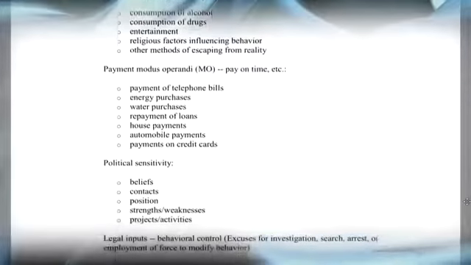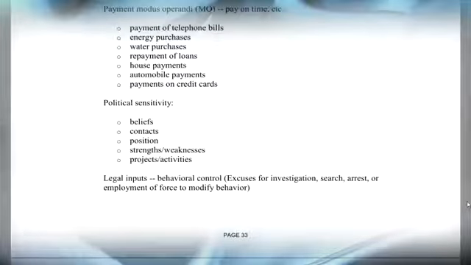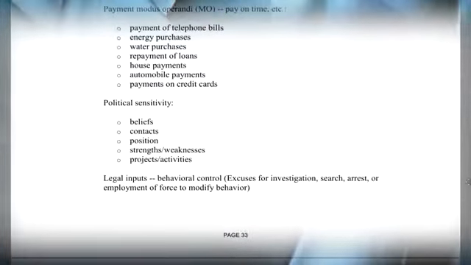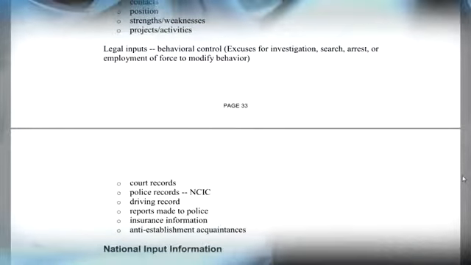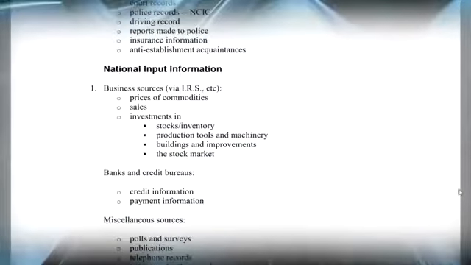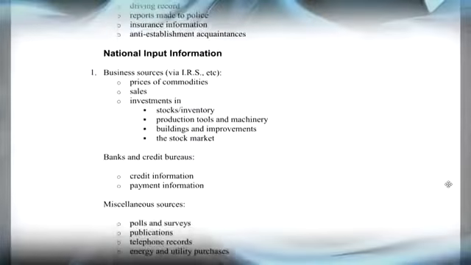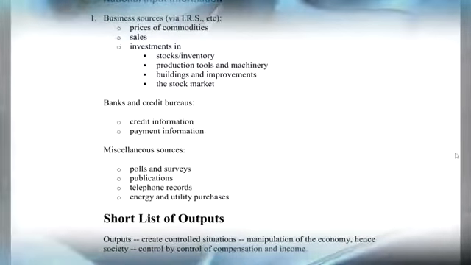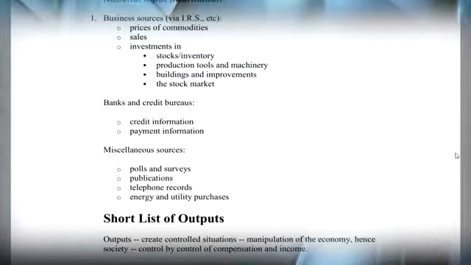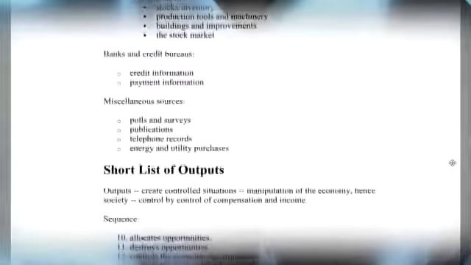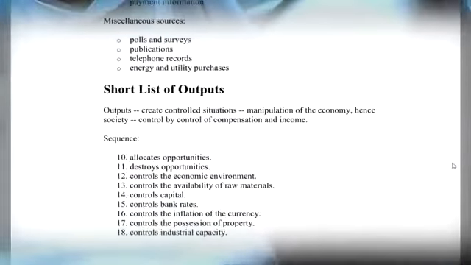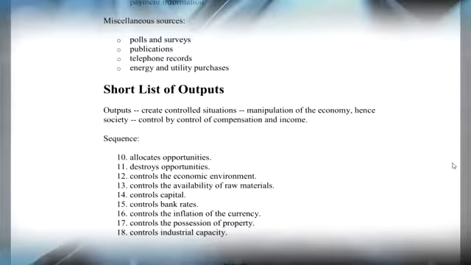payments, pay on time, payment of telephone bills, energy purchases, water purchases, repayment of loans, house payments, automobile payments, payments on credit cards, the political sensitivity, beliefs, contacts, positions, strengths, weaknesses, projects, activities, legal inputs, behavior control, excuses for investigation, search, arrest, or employment of force to modify behavior, court records, police records, driving record, reports made to police, insurance information, anti-establishment acquaintances, national input information, business sources via the IRS, prices of commodities, sales, investments in stocks, inventory, production tools and machinery, buildings and improvements, the stock market, banks and credit bureaus, credit information, payment information, miscellaneous sources, polls and surveys, publications, telephone records, energy and utility purchases, and a short list of outputs.